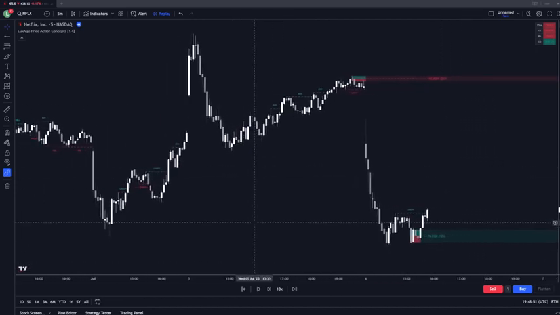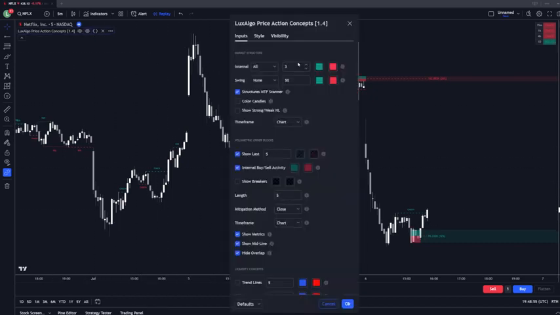So for that, we're going to be using an even more reactive market structure setting of 3 right here within the indicator. We're going to see these labels a lot more frequently, and they're going to help us confirm the trade setups a lot better than the typical default of 5.